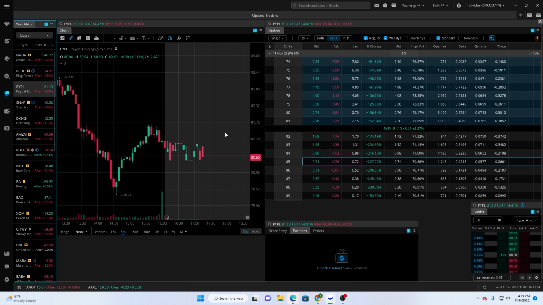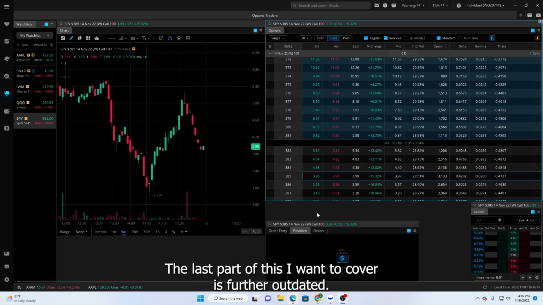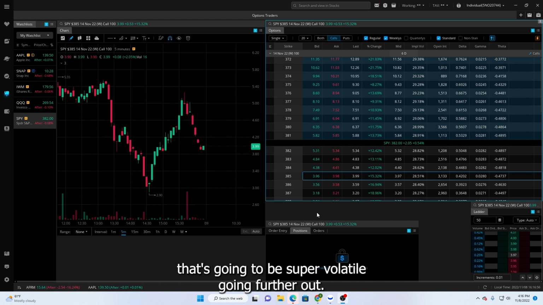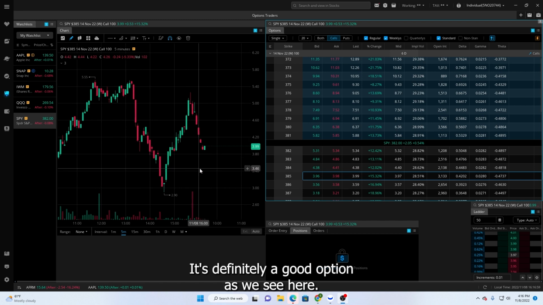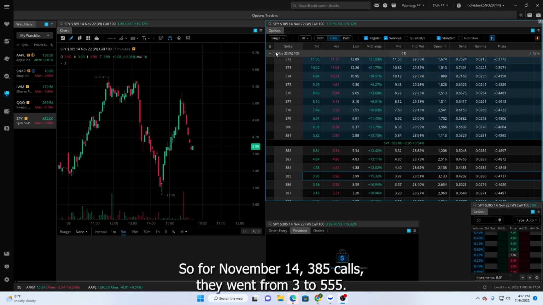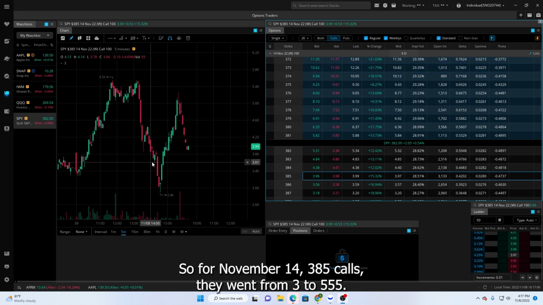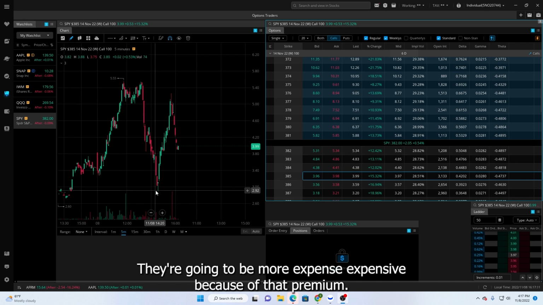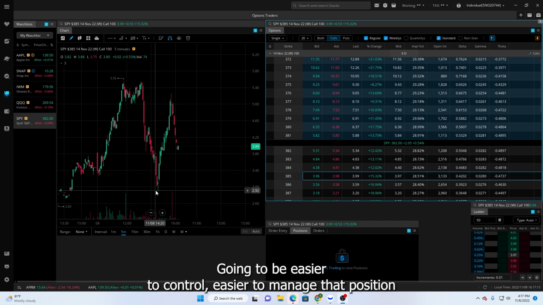The last part of this that I want to cover is further outdated options are going to move slower, which can be, you know, a good thing or a bad thing, right? Speed is something you struggle with, or you don't want something that's going to be super volatile. Going further out is definitely a good option. As we see here, you know, definitely decent moves still. This is a 6 day, so for November 14th, 385 calls. They went from 3 to $555. They're going to be more expensive because of that premium. Going to be easier to control, easier to manage that position.